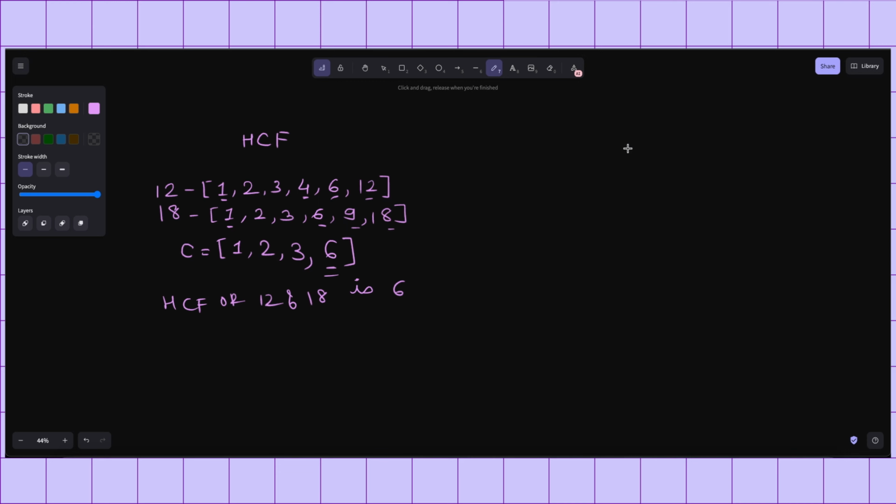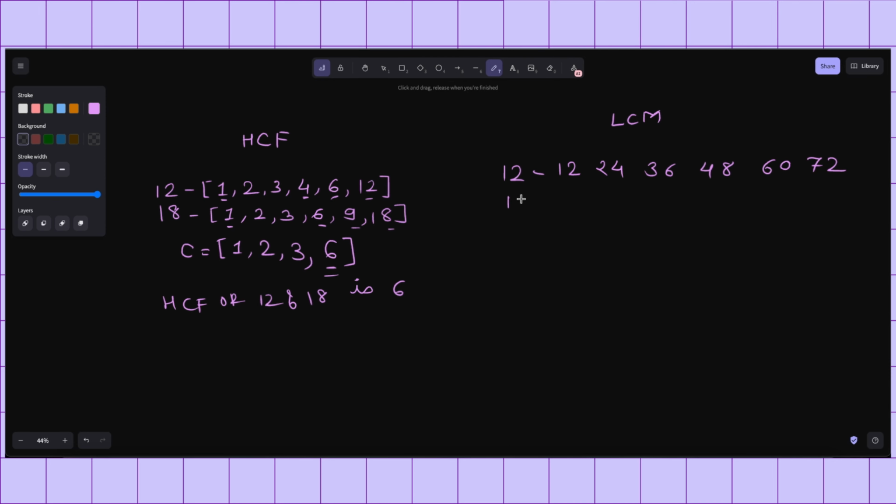Okay, now what about LCM? LCM is basically lowest common multiple. So let's write the multiples. Basically we are writing the table of 12, in layman terms. So 12 will come first, then 12 2s are 24, 12 3s are 36, 12 4s are 48, 12 5s are 60, 12 6s are 72, and this will be enough.